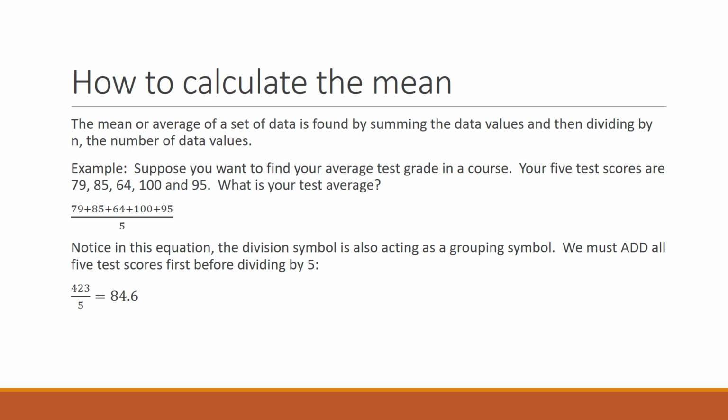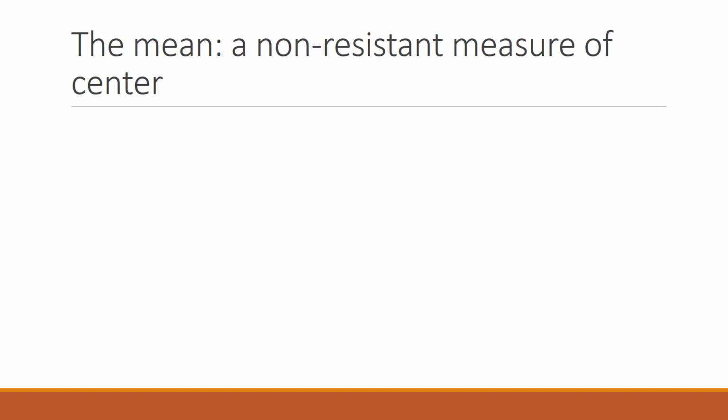When we add up all 5 test scores, we have a sum of 423. Dividing 423 by 5, we find an average of 84.6. This means that your average test score in this example is 84.6. The mean is a non-resistant measure of center. Let's explore what that means.